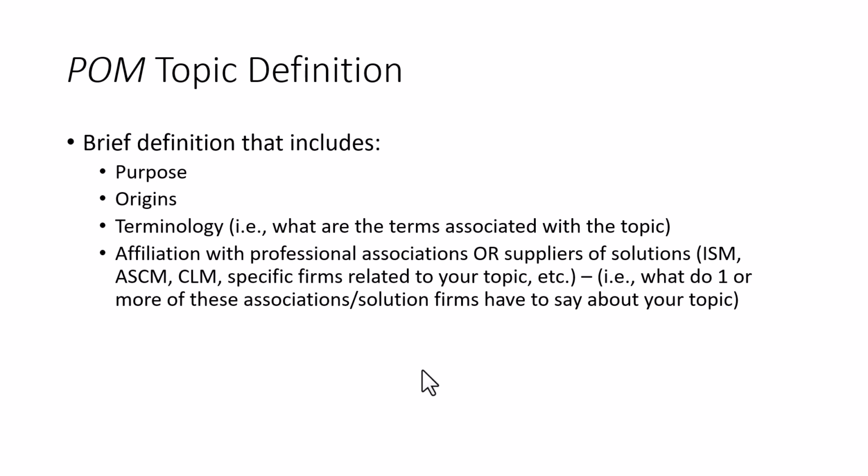ESRI is a big one in this area, what I'm talking about, to help you with this definition. All right. So it should be as many bullet points as you can: purpose, origins, the terminology, the affiliation, and that'll give you the definition. Okay?